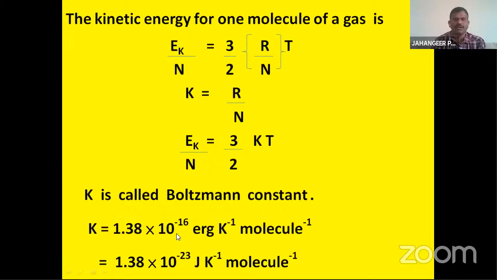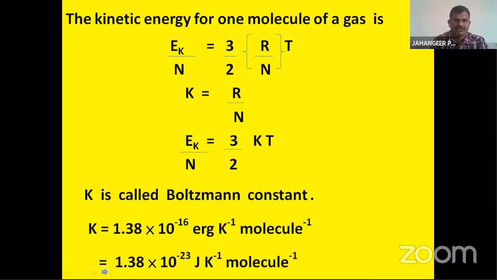This is very, very important from a 2 marks point of view. What is Boltzmann constant and give its value? Boltzmann constant is nothing but universal gas constant per number of molecules. Its values are 1.38 into 10 to the power of minus 16 erg Kelvin inverse molecule inverse, and similarly 1.38 into 10 to the power of minus 23 joule Kelvin inverse molecule inverse. So that is the Boltzmann constant.